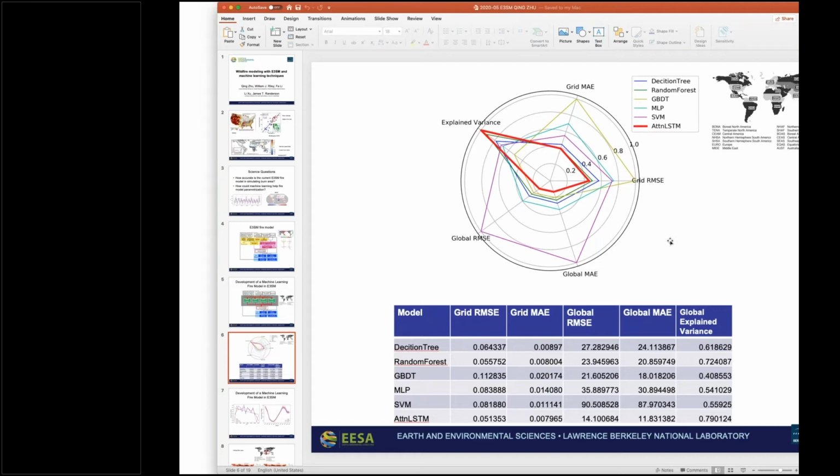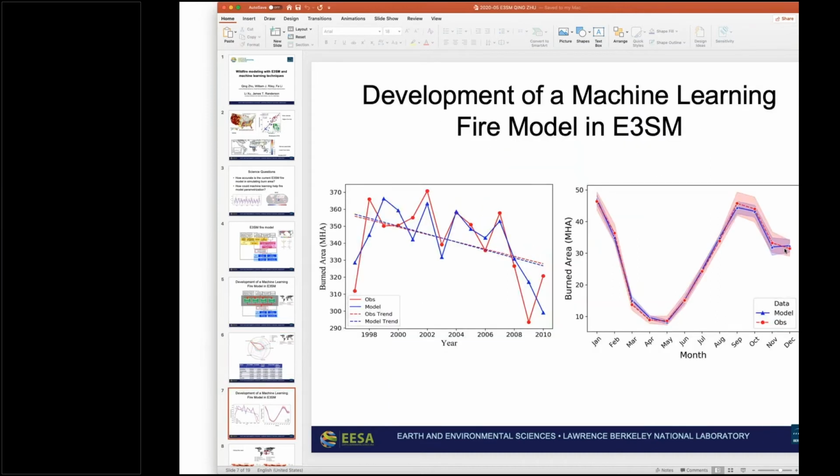It has the highest explained variance, almost 80%, and also it has the lowest root mean square error and mean absolute error. So this modeling machine learning algorithm exploration gives us a lot of confidence that the LSTM type of model should work for these wildfire burn area simulations.